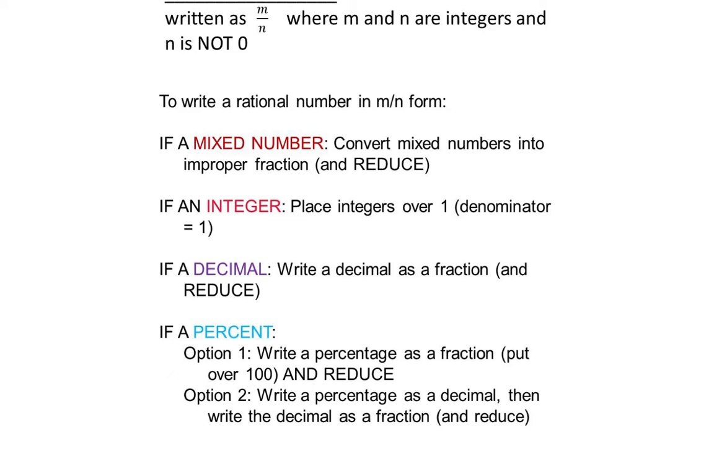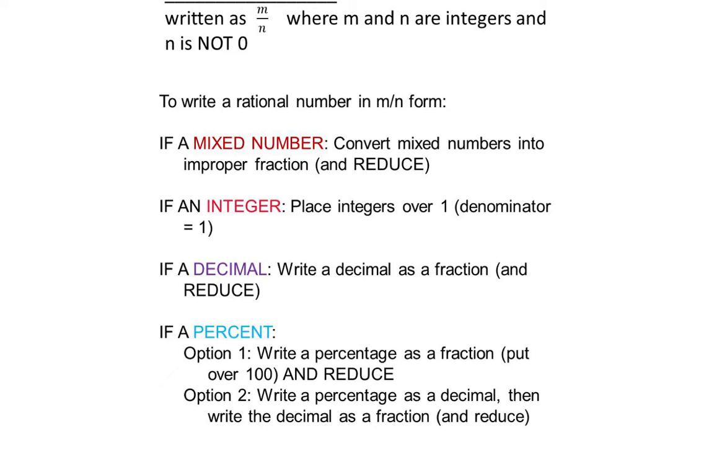Rational number: a number which can be written as m over n, where m and n are integers and n is not 0. N can't be 0 because you can't divide by 0. That would give you an undefined number. Okay, so this simply means a rational number is a number that can be written as a fraction.